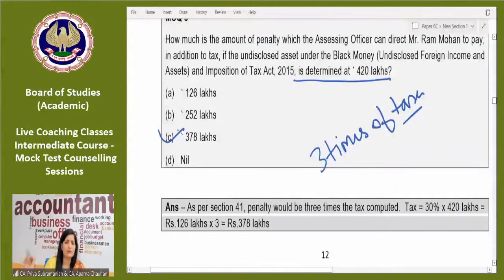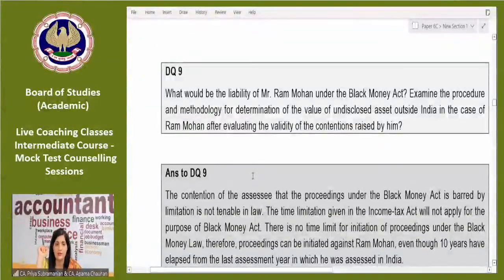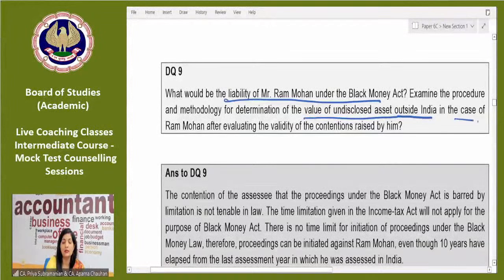Now, this is a very simple question which can be answered directly based on the provision itself. On these facts, one descriptive question is also asked. You have to now analyze the provision. What would be the liability of Mr. Ram under the Black Money Act? And examine the procedure and methodology for determination of value of undisclosed assets outside India in case of Ram Mohan, after evaluating the validity of contentions raised by him. You have to examine the validity of the contention.